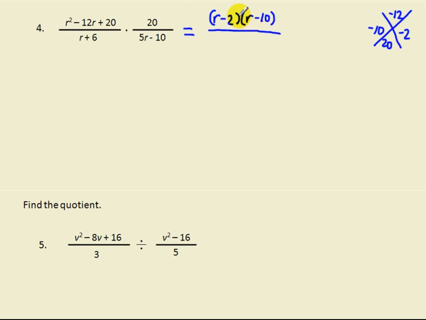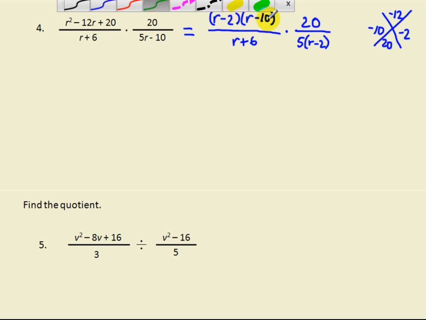So r minus 2 times r minus 10 all over r plus 6 times, and now we have 20 over, and notice that we can factor out a 5 here because 5 goes into both 5r and 10. So we end up with 5 parentheses r minus 2. And now we can do some canceling. We have an r minus 2 here that will cancel this r minus 2. Also, 5 goes into 5 once, 5 goes into 20 4 times.